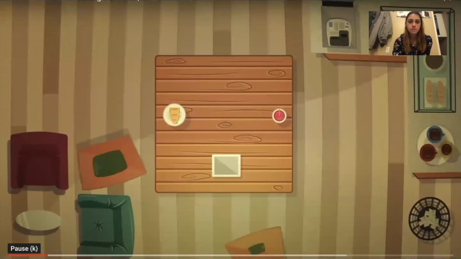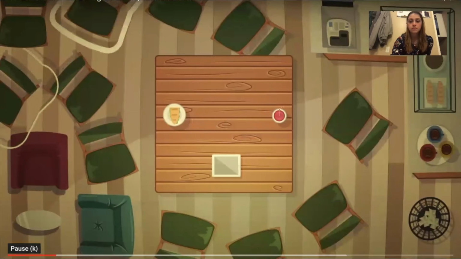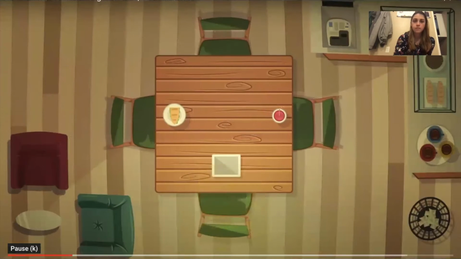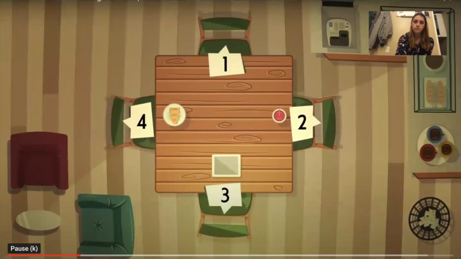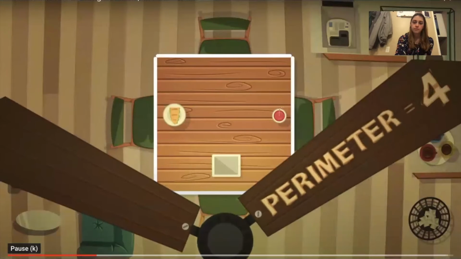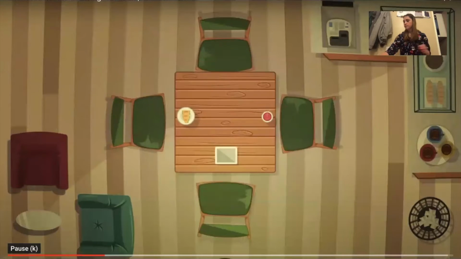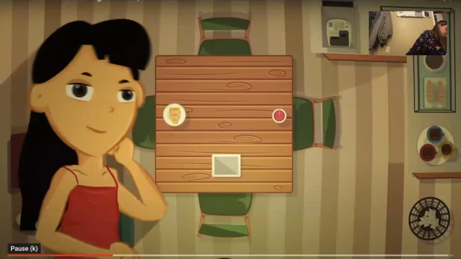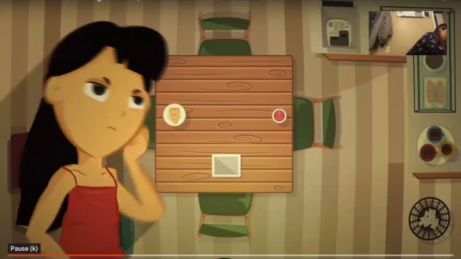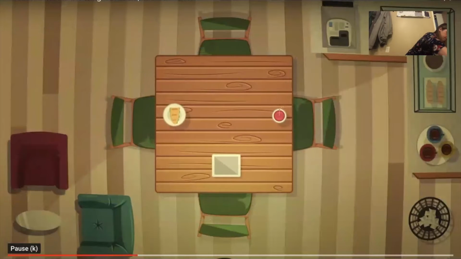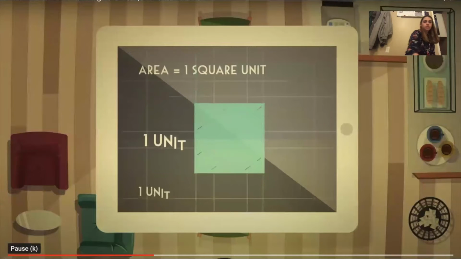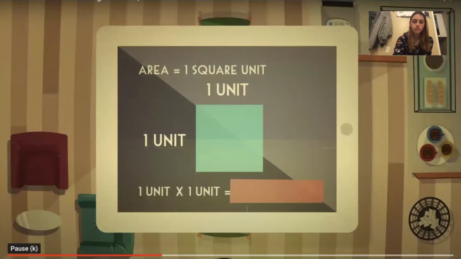How many chairs can we fit here till we can fit no more? Count with me, 1, 2, 3, 4. The perimeter is 4. How many tables are there in this cafeteria? There's only one table in this cafeteria. 1 square is the area. 1 times 1 is the area.